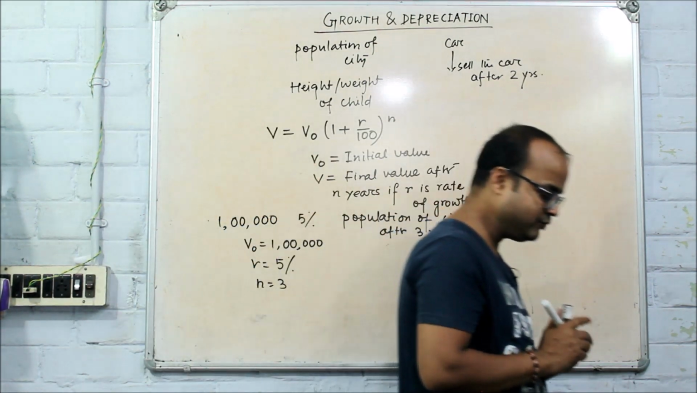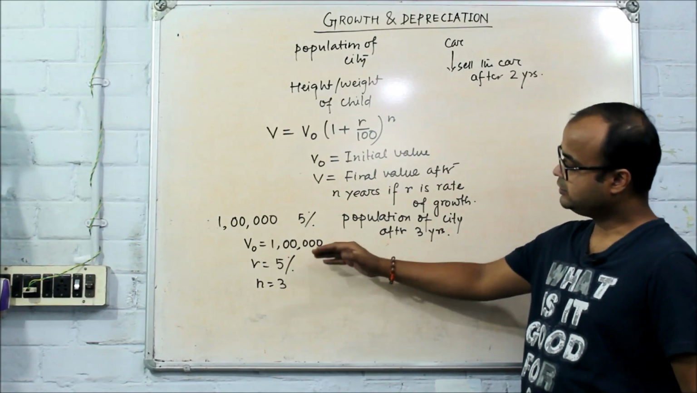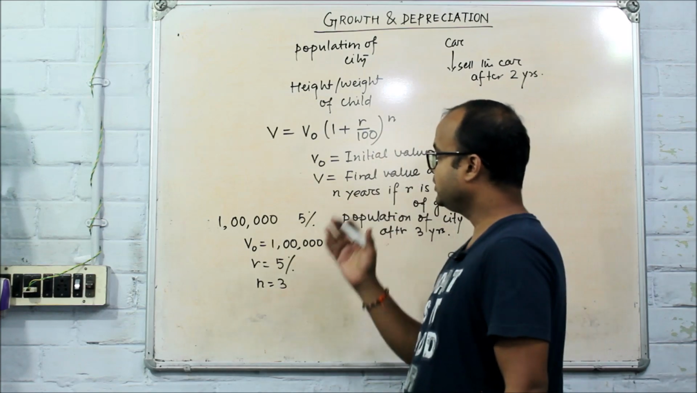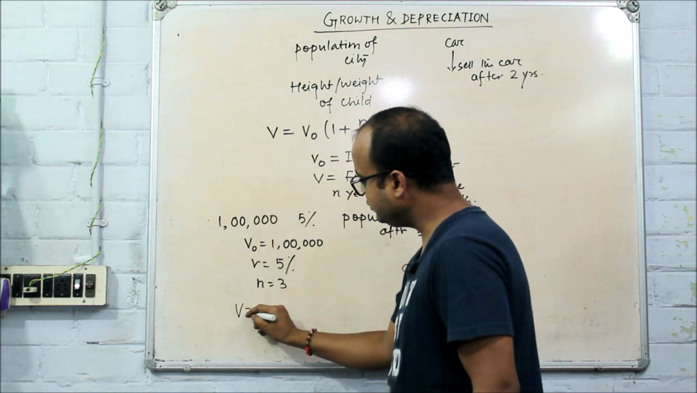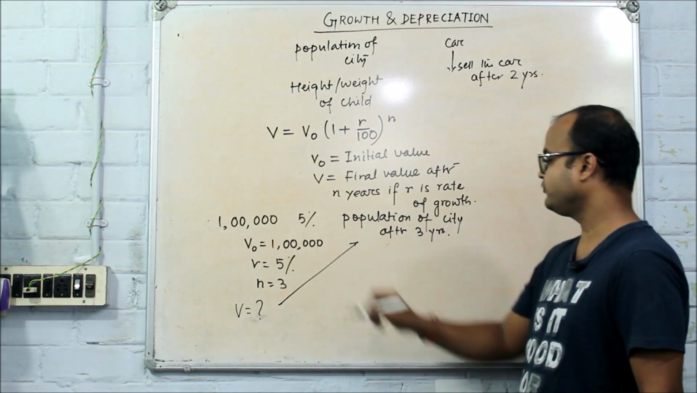Am I clear to everyone? So initial value, rate of growth, time or total number of years. So we have to find out V. V represents the population of the city after 3 years.